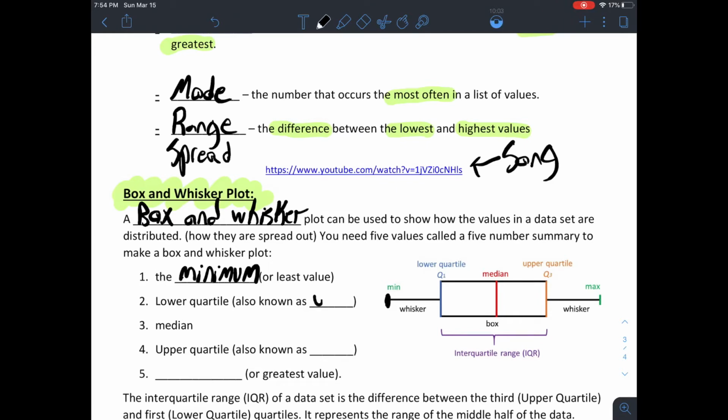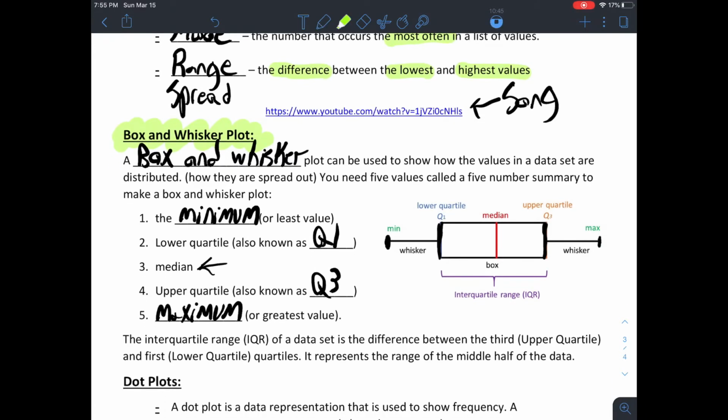Next, we have the lower quartile, also known as Q1. This section begins our box and is the left wall of our box and whisker. The third value is one of our measures of central tendency, the median. The fourth is the upper quartile, also known as Q3. This ends our box in a box and whisker plot. And last, we have the maximum. This is the greatest value in the data set, and it ends our whisker on the right side.